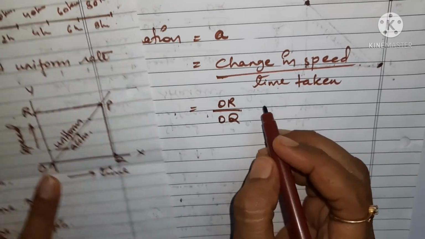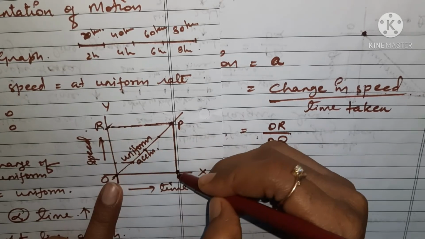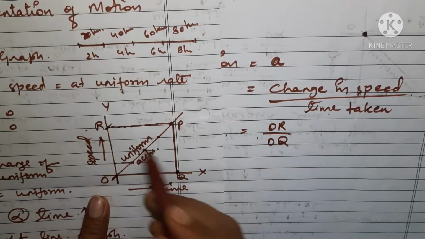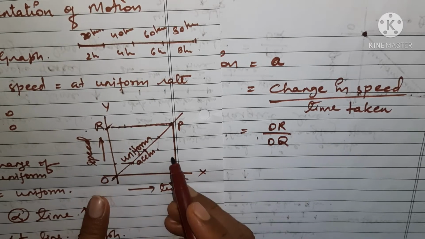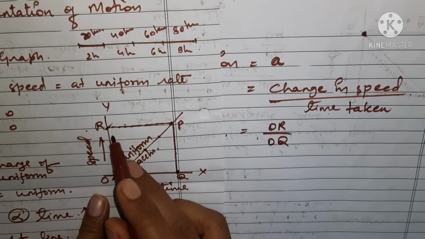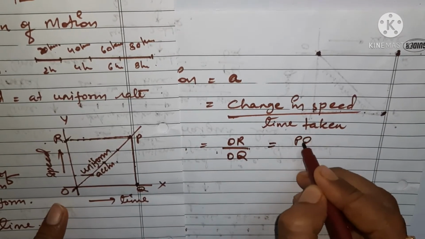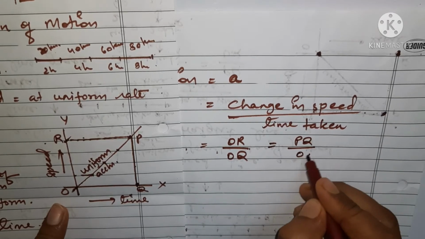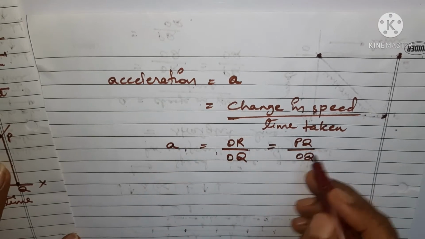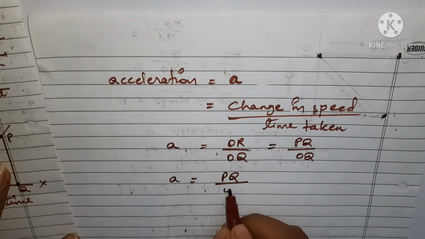Understood this much? Now see, instead of OR, can we replace this OR by QP? Why? Because this line is parallel to this line and this line is parallel to this line. It means PQ is going to be equal to OR. So instead of writing OR, let us write PQ upon OQ. So we can write here acceleration is equal to PQ upon OQ.